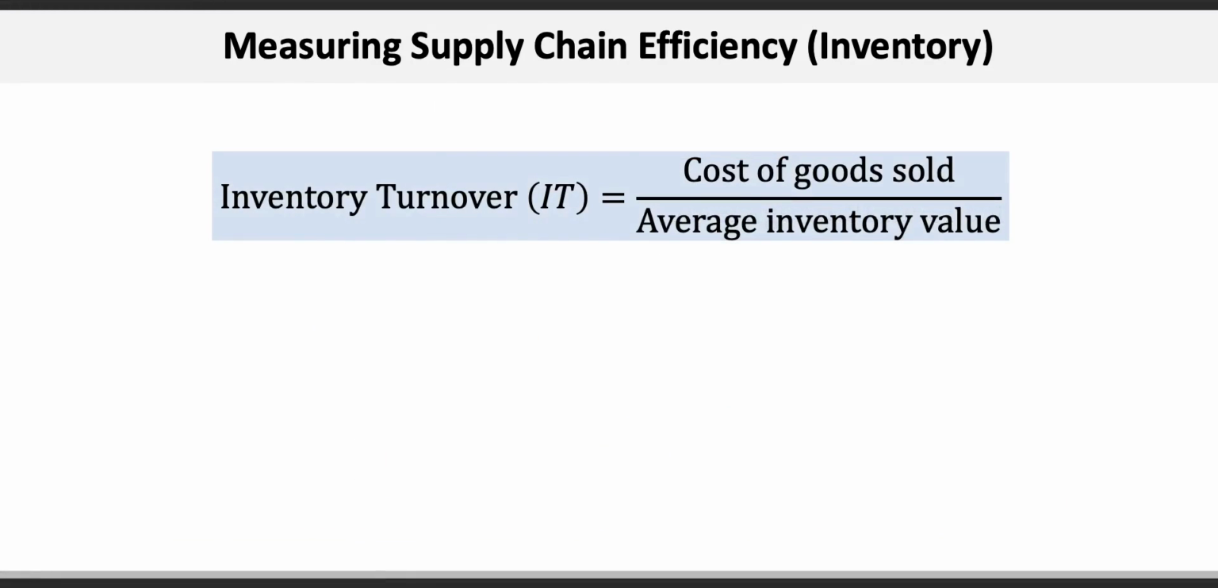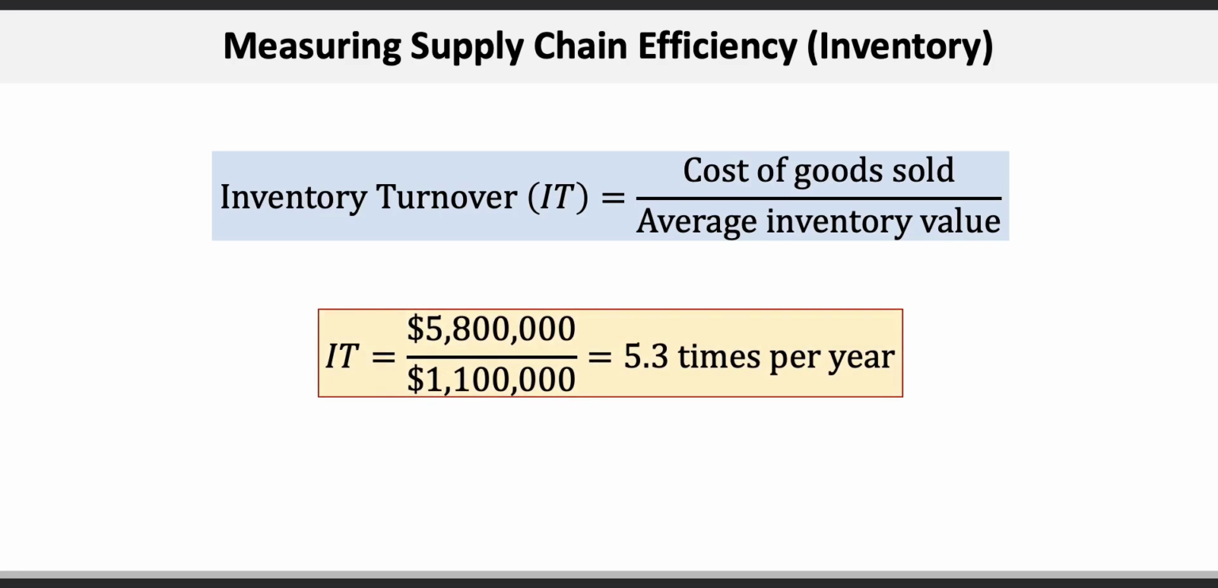And then finally, in case you were curious, even though we weren't asked specifically to calculate it in this case, it's always good to know what the inventory turnover is. It's a very simple formula. Inventory turnover, or IT, equals cost of goods sold divided by average inventory value. From the data, the cost of goods sold is $5,800,000, and we divide by average inventory of $1,100,000 to get 5.3 times turns per year, or roughly every 69 days.